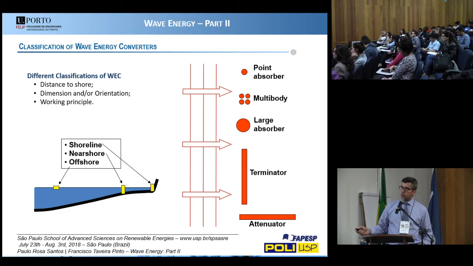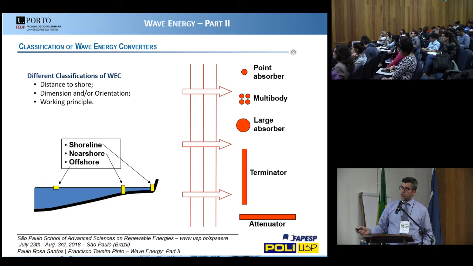The other way is taking into account their working principle. In that case, I think we can divide the concepts into three main categories. The oscillating water column. I will present later some details about that concept, how it works. That concept can be installed in floating structures or fixed structures. The fixed structure could be, for instance, a breakwater, as I mentioned before.